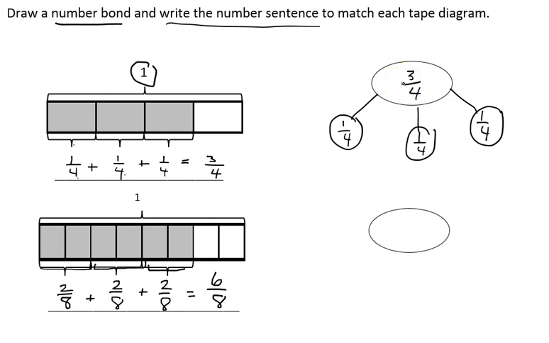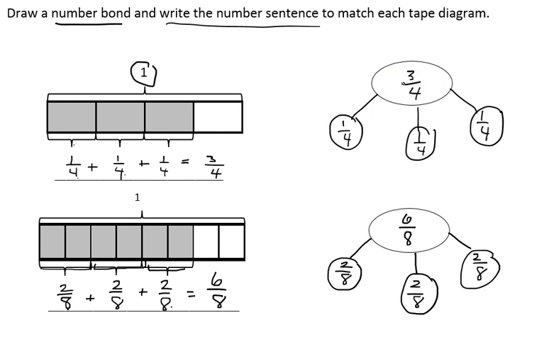And again, in the number bond, the 6/8 goes in the center, and we'll decompose that to show each section of my number sentence. So 6/8 is made up of 2/8 and 2/8 and 2/8. My number bond matches my picture, and it matches my number sentence.